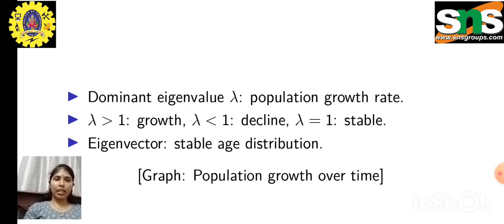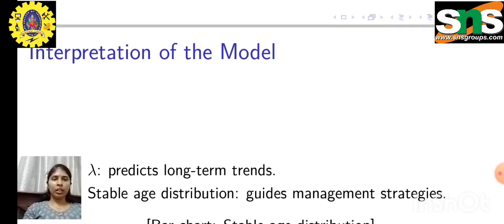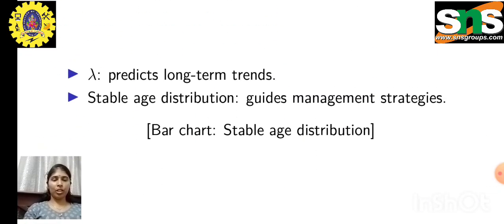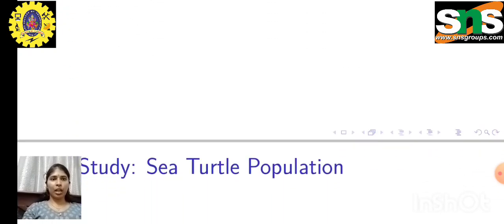For example, next is the eigenvector, which gives the stable age distribution. Next we are going to see the interpretation of the model. This lambda predicts the long-term trends, and the stable age distribution guides the management strategies.